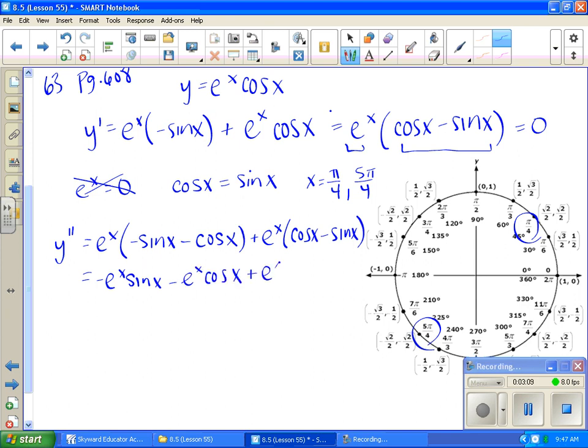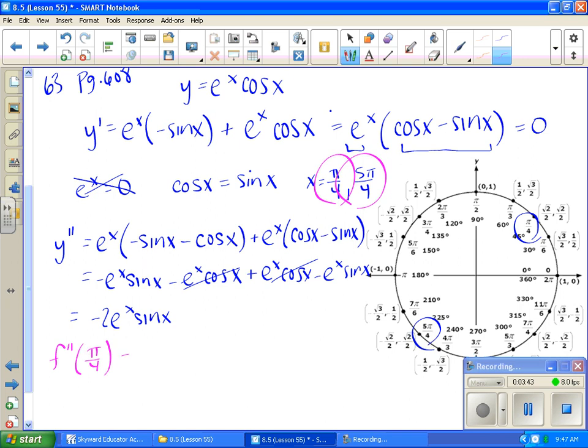Does anything cancel? These cancel, don't they, the cosine pieces? And can I combine the sine pieces together to give me negative 2 e to the x sine of x? So this is my second derivative. What do I do with my second derivative? I put these critical points into it, right? So let's find f double prime of pi over 4.